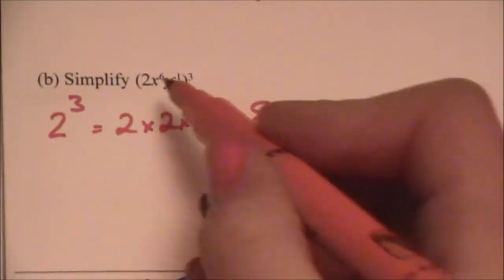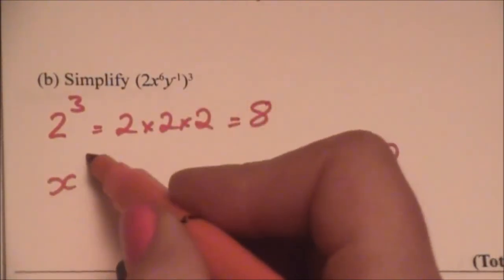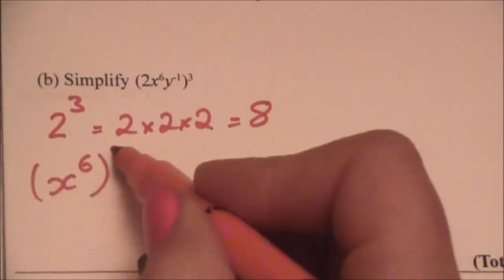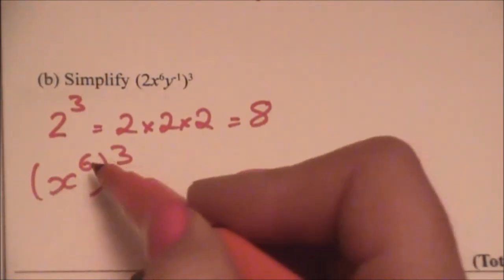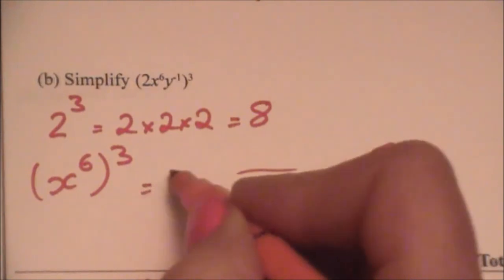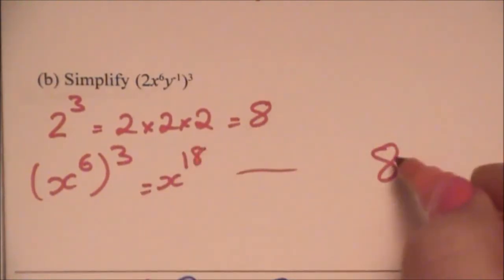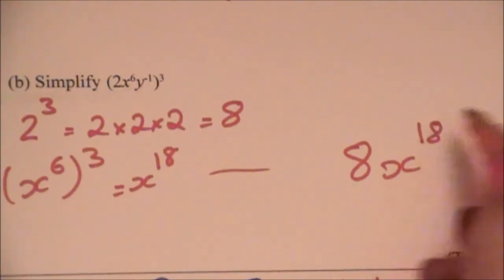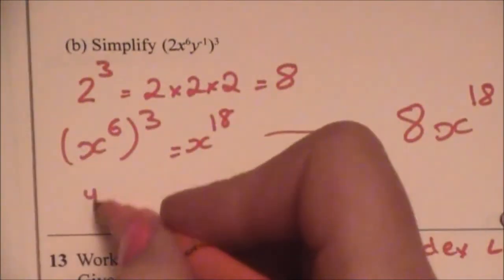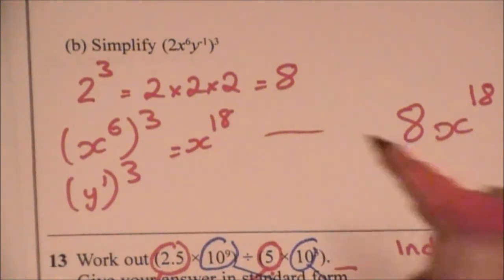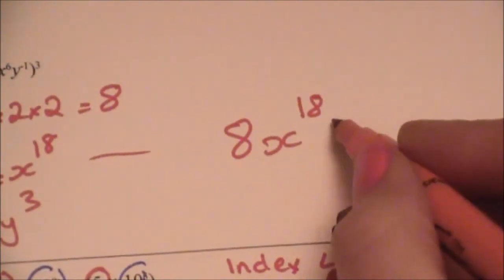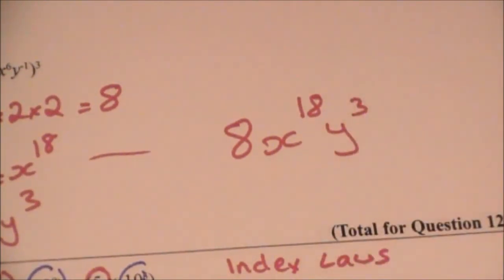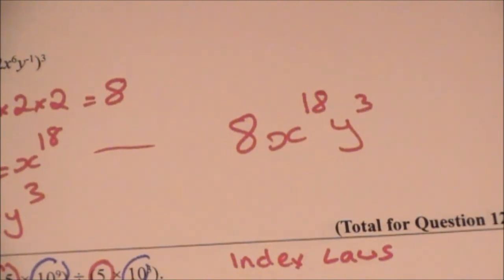So my first number is going to be 8. Then I've got x to the power of 6 raised to the power of 3. Index laws here, so you need to make sure you're comfortable with those. 6 times 3 is 18, so that ends up as being x to the power of 18. So that can join my 8 over there. Then I've got y to the power of 1, and that's also cubed. So I multiply the two numbers together, it gives me y to the power of 3, and that can join its other chums over there. So the final answer is 8x to the power of 18, y to the power of 3.